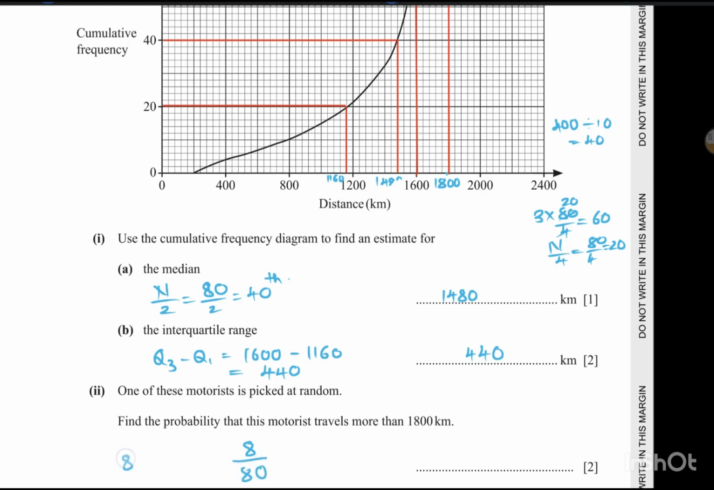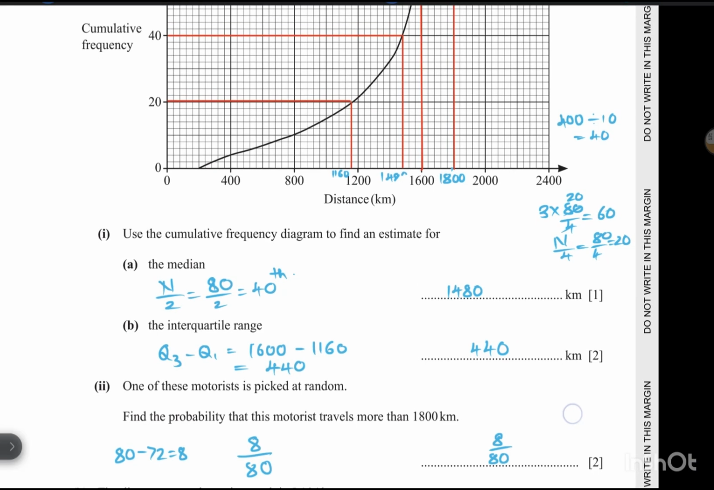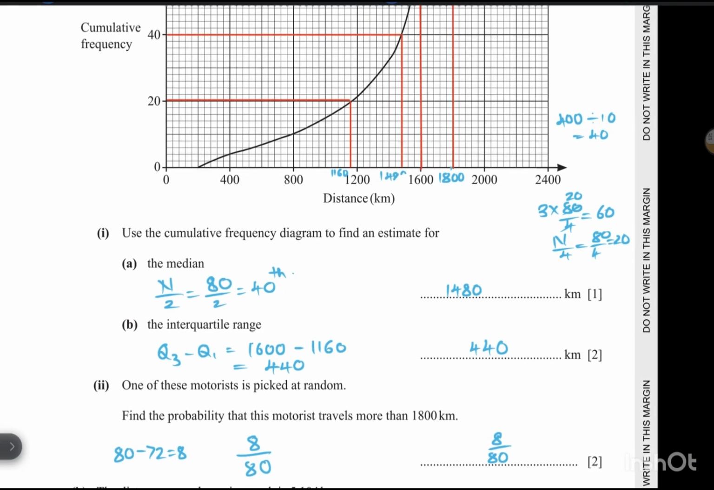You can write here 80 minus 72 is equal to 8. So probability will be 8 by 80. Or you can also write 1 by 10. If you simplify, you get 1 by 10. Question number 2 is done.